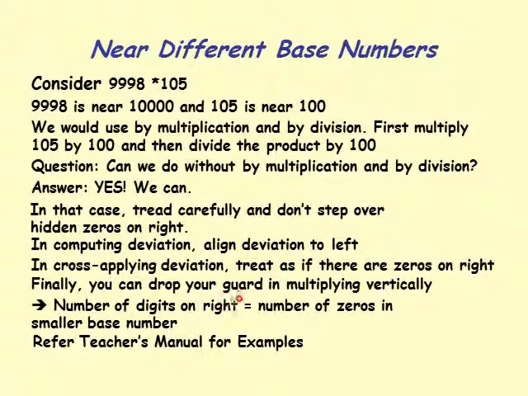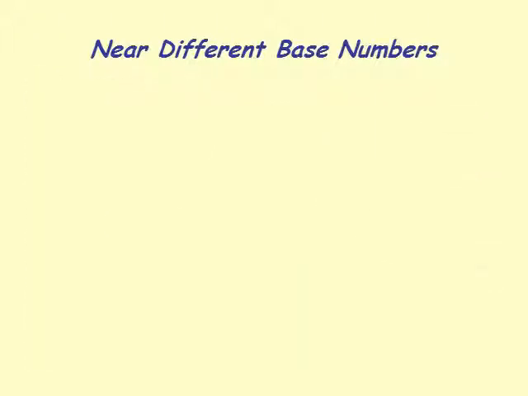The number of digits on the right is the number of zeros in the small base number. Because of this manipulation, we didn't have real zeros to the right of plus 5, and we multiplied without the extra zeros, so we have fewer digits on the right. The number of digits on the right is equal to the number of zeros in this smaller base number. Let's continue with our method. You can refer to the teacher's manual for examples of this method. The teacher's manual uses this method. Let's continue with the operations here.